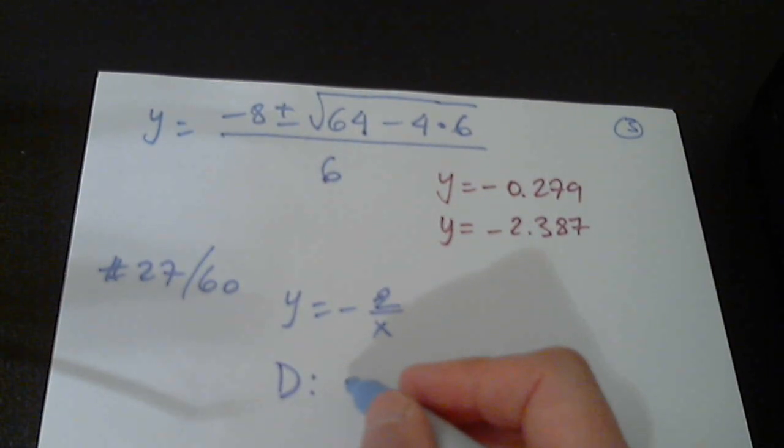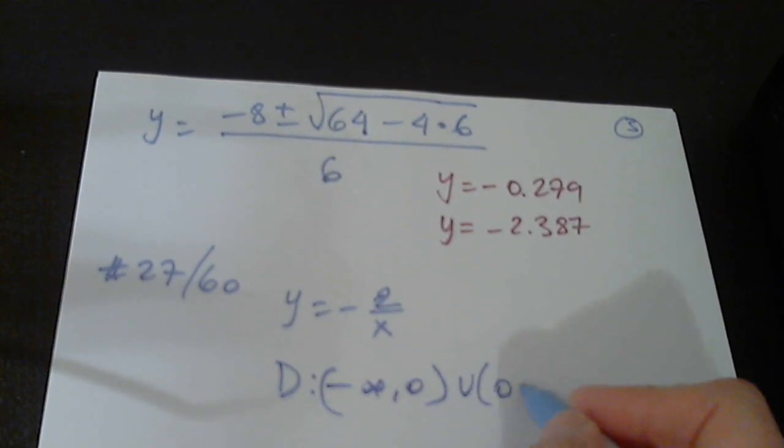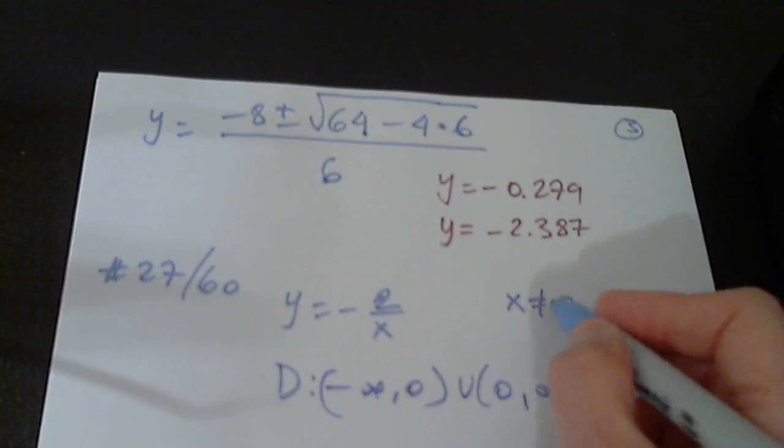0 to infinity union, you mean negative infinity to... yes, negative infinity to 0 union. Oh, of course, there is nothing else. There is only one restriction.